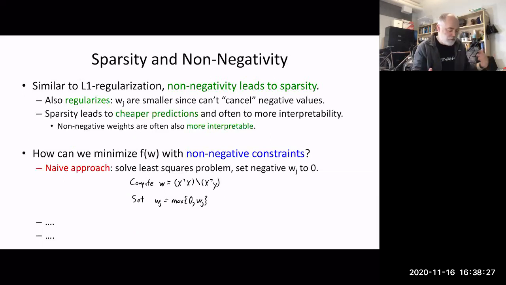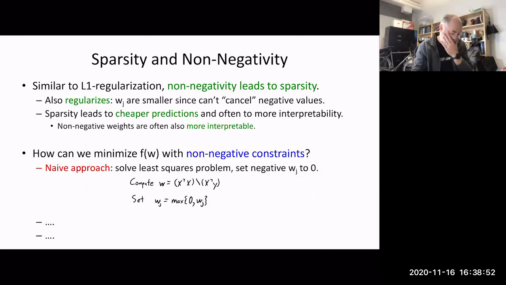It turns out that it also regularizes, because when you can't cancel negative values, you really can't have really big W's, right? And again, just in terms of energy and kind of neuroscience-y hand-wavy things, when you have sparse representations, you have lots of hard zeros, and that means that it's cheaper to make predictions if you don't compute with zeros. It often leads to more interpretable part-space representations, right?